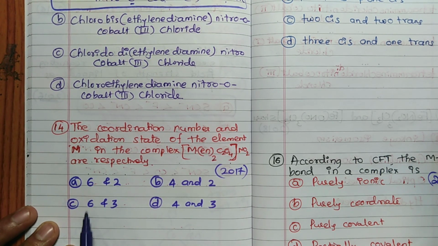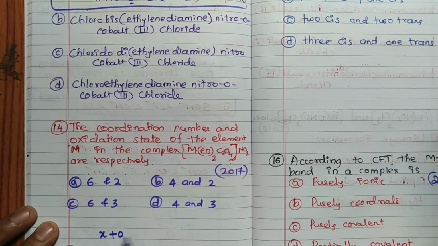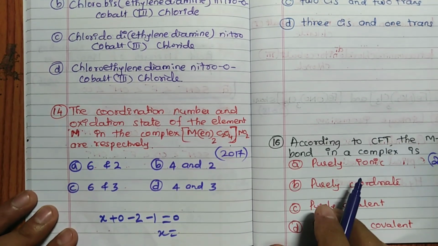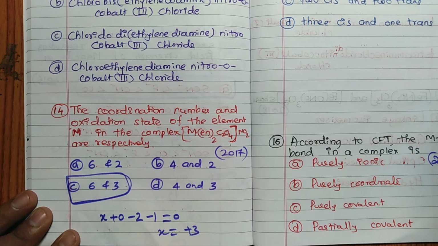Out of this, to one answer. Then the oxidation state: you have to calculate M. X plus 0 for en, which is neutral; C2O4 is minus 2, so minus 2; NO2 is minus 1, so minus 1, equal to 0. So X is equal to what? In this case, X is equal to plus 3. Hence 6 and 3 is the answer for this particular question.